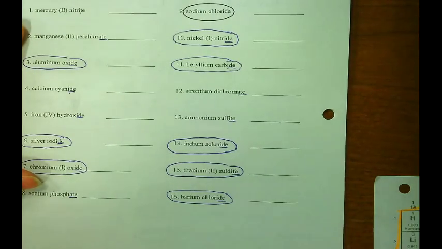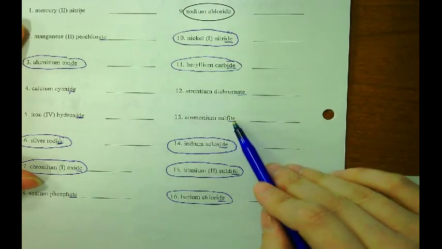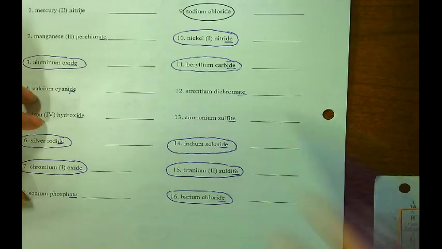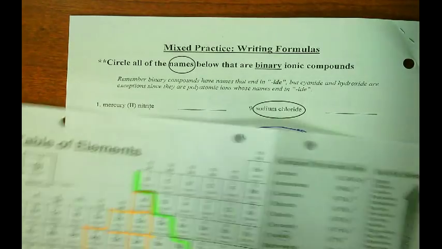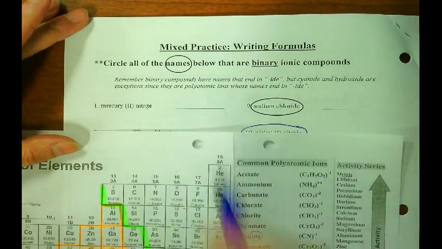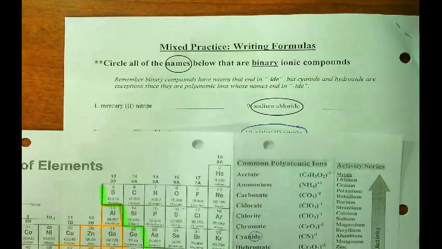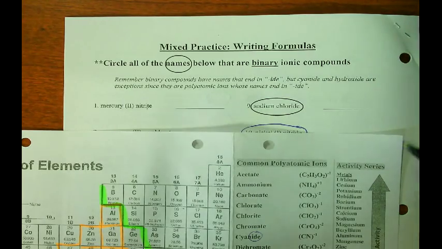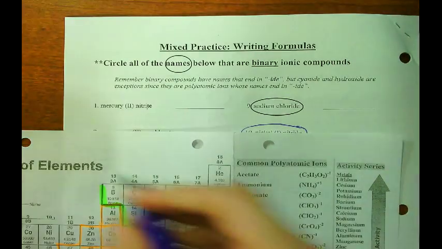Now it's going to be really important to know that, because anytime it ends in -ate or -ite, or if it's cyanide, hydroxide, you're going to have to copy from the common polyatomic ions. You're going to need this list for it. Mercury nitrite. First, there's 4 steps for writing formulas. Symbols, charge, crisscross, reduce, and erase.